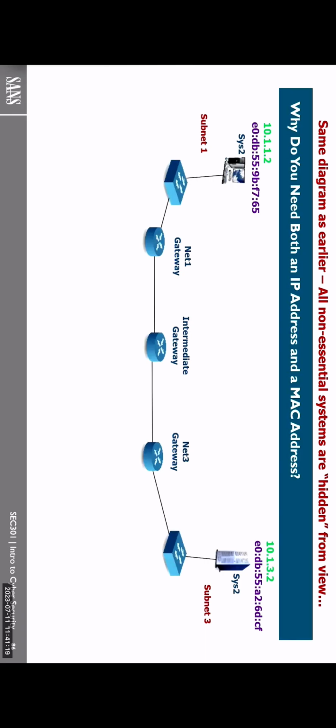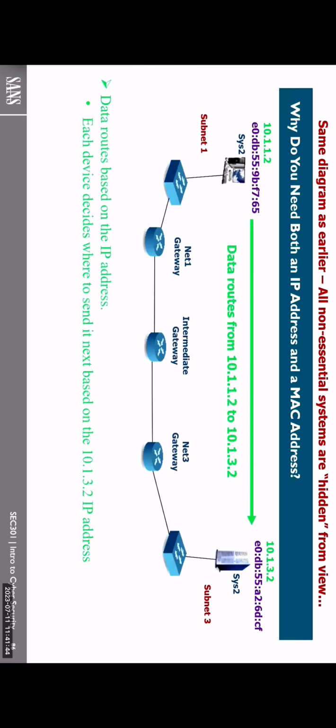Cool, so now let's go ahead and talk about why we need these two addresses. The MAC address is going to describe every hop along the way. From system 2 on subnet 1 to system 2 on subnet 3, there's a gateway in between them, this network 1 gateway, and then there's an intermediate gateway, and there's a network 3 gateway. What we're doing is forwarding that information going from 1.2 to 3.2. So the IP address routing is from 10.1.1.2 to 10.1.3.2.